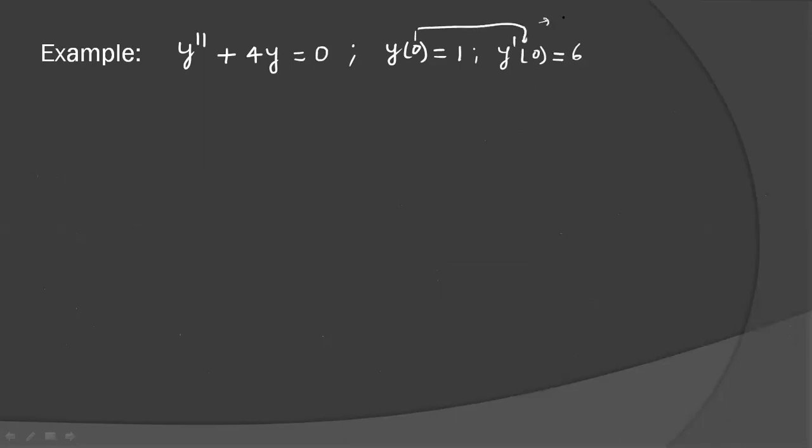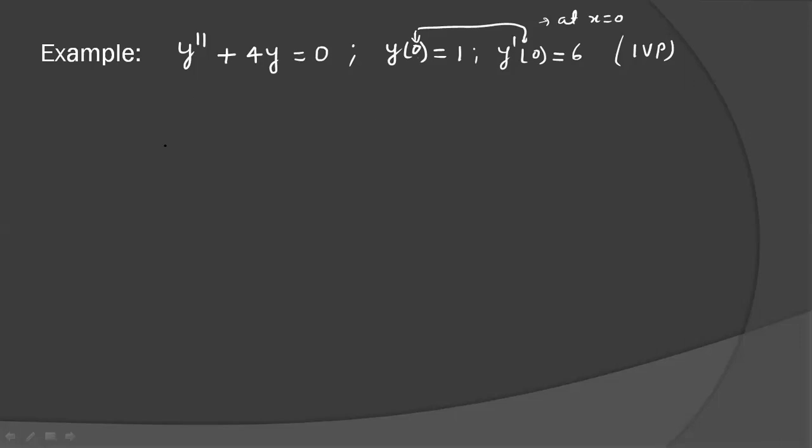First example, I am taking a very simple example: y double dash plus 4y equal to 0. I'm taking a homogeneous differential equation. It is a second order differential equation. y(0) I am giving you 1, y dash 0 I am giving you 6. So you can see that both conditions are given at x equal to 0. It means the given problem is an initial value problem. If these conditions are given at different points, then the problem becomes a boundary value problem.